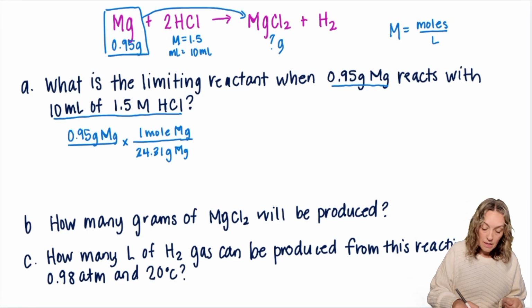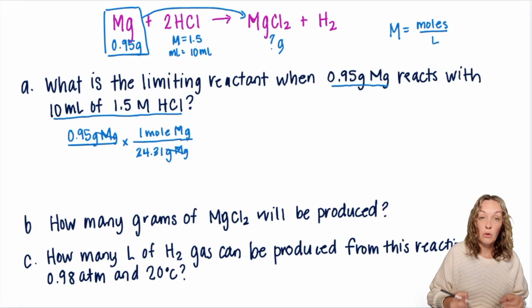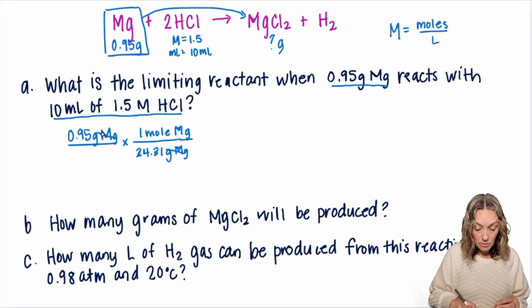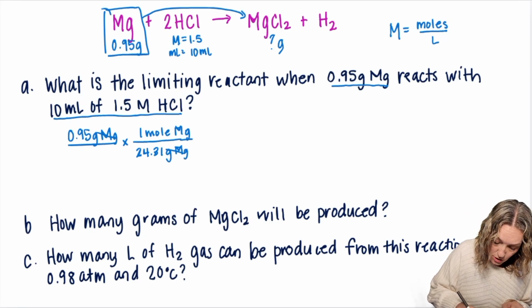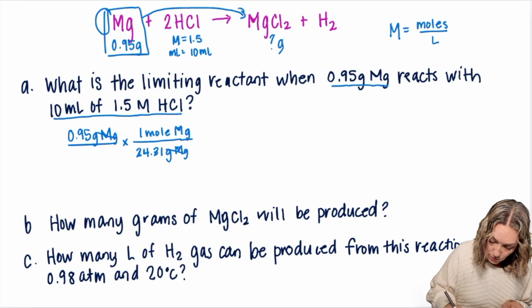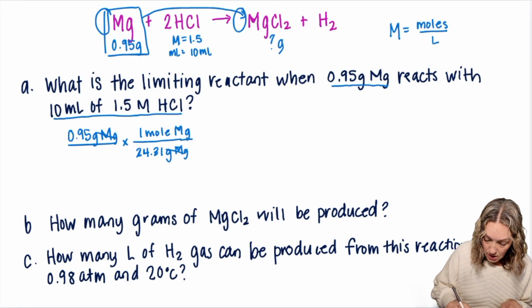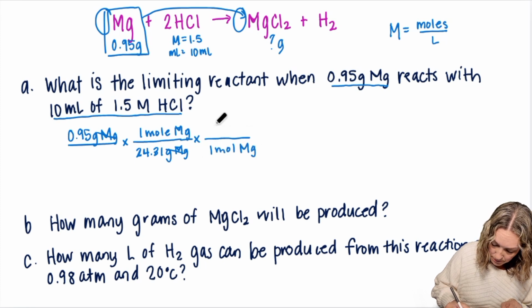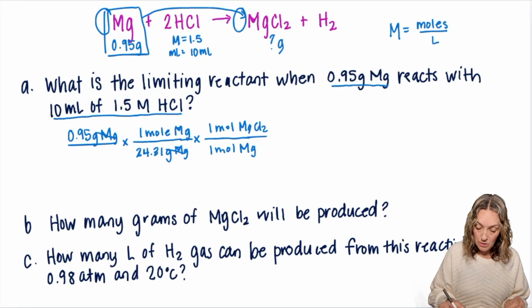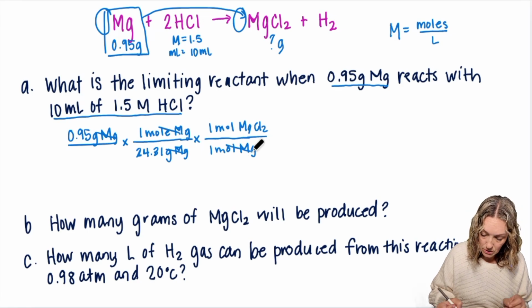The first step is to go to the periodic table and determine the molar mass of Mg so that I convert my grams of Mg into moles of Mg. Now that I have moles of Mg, I'm ready to use the mole ratio from my balanced equation. The mole ratio between my Mg and my MgCl2 is a 1:1. So 1 mole of Mg will produce 1 mole of MgCl2.